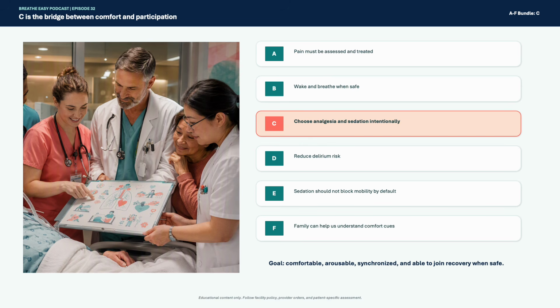Quick walk down the alphabet. A. Assess pain and treat pain. B. Wake up and breathe when it's safe. C. Choose analgesia and sedation on purpose. D. Reduce delirium. E. Move them. And F for family. Look where C sits, dead center. C is the hinge. Get it wrong and you don't get just C wrong. Too deep and B gets harder. D gets worse and E may not even happen at all. So here's the goal. Comfortable, arousable, synchronized, and able to join their own recovery when it's safe.